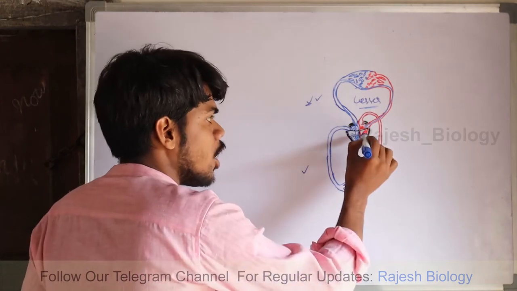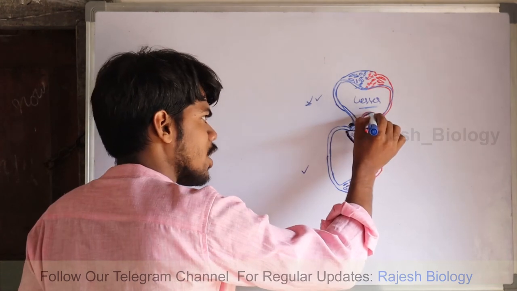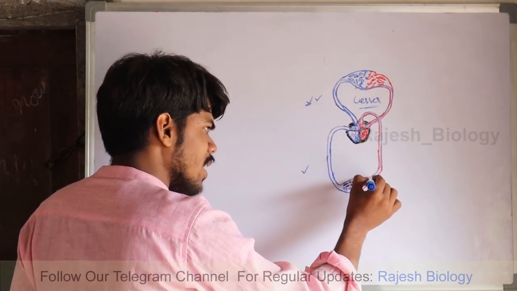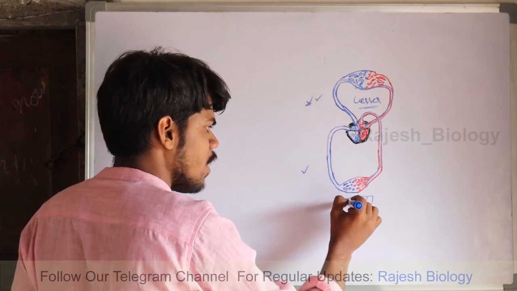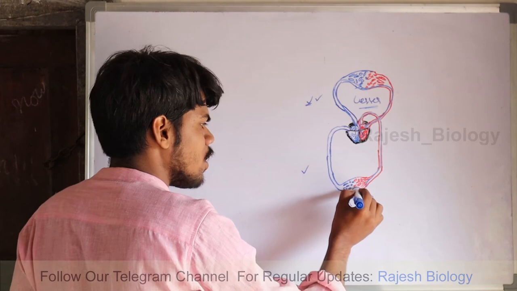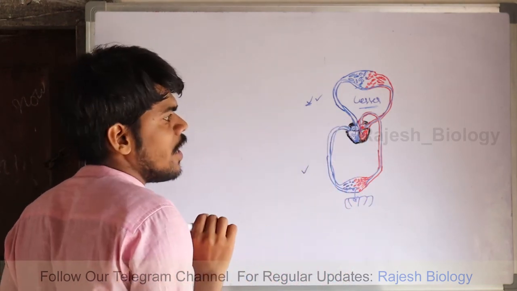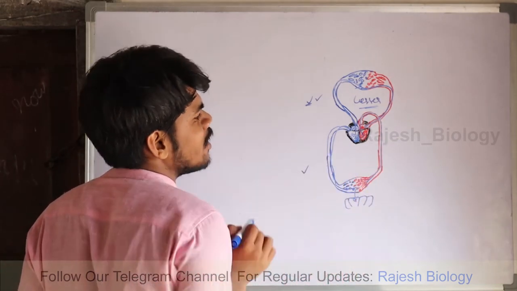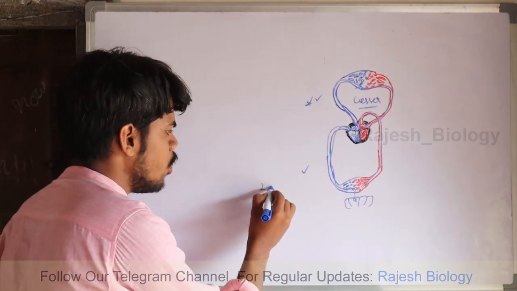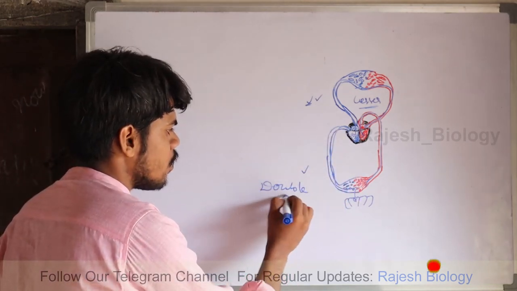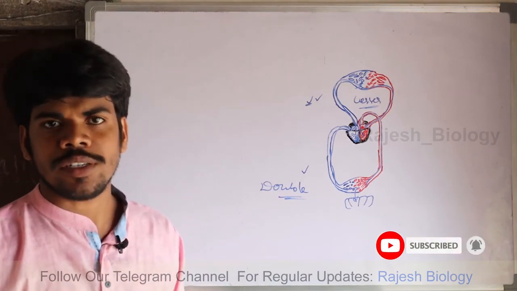Next, the oxygenated blood which enters into the left ventricle enters into the systemic arch and carries oxygen and nutrients toward the different types of tissues, and after diffusion it is carried towards the right atrium. This circulation is known as systemic circulation or greater circulation, and it is double circulation. This is about the working of the heart. Thank you.